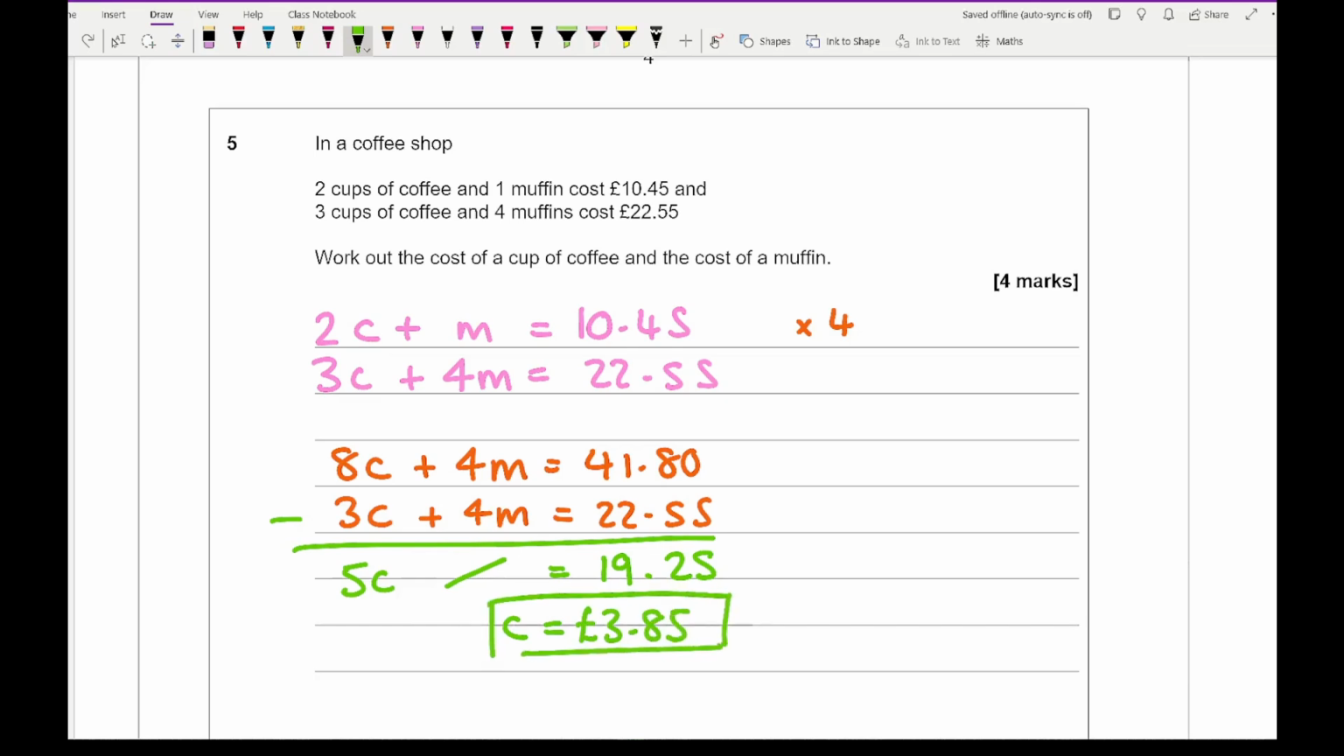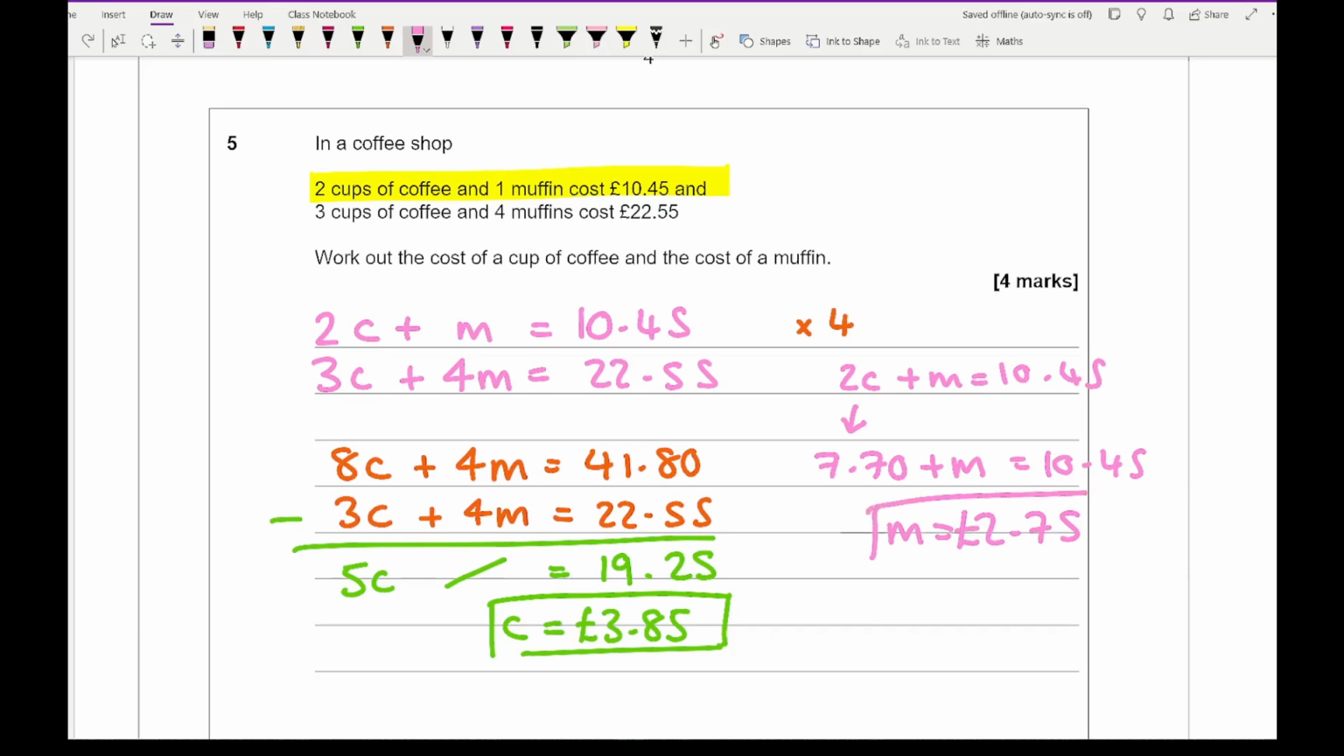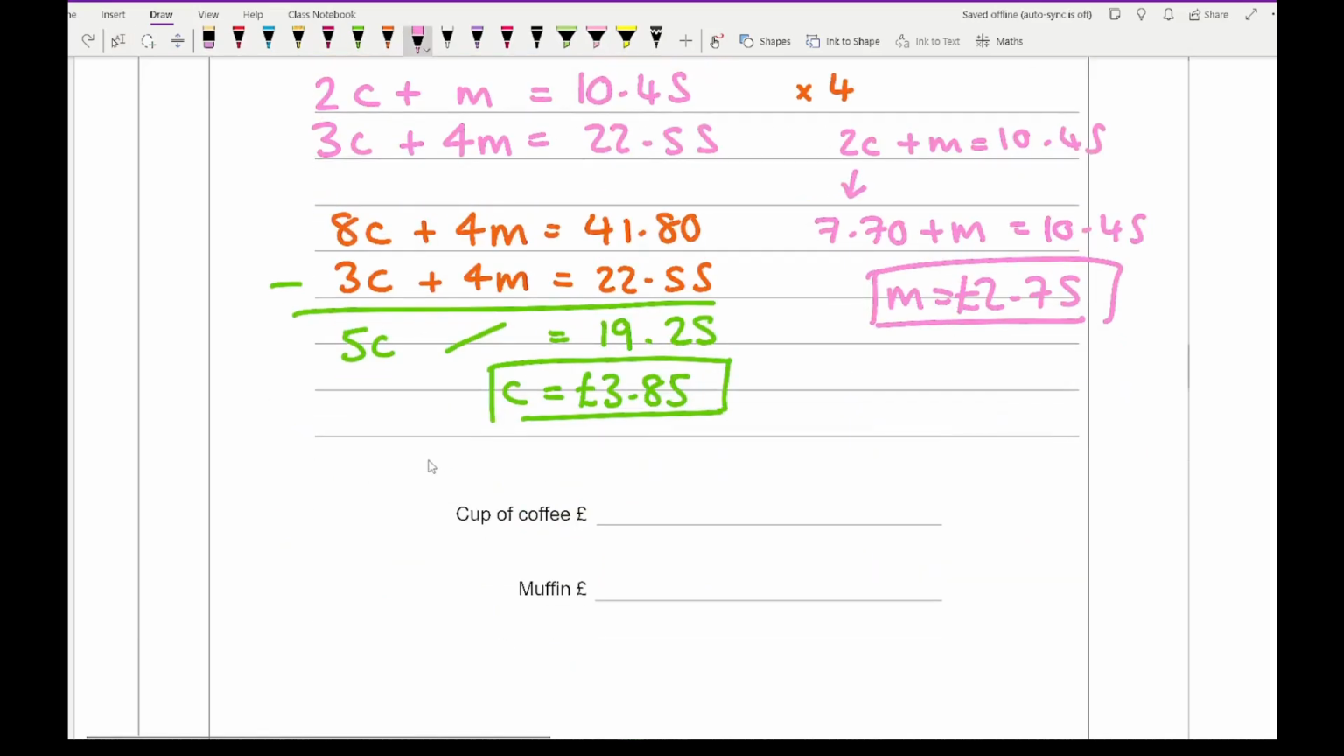So then using one of the orders, I'm going to go for this top one here. So here I've got 2c + m = £10.45. Well, if c is £3.85, then this is going to equal 2 times that, and 2 times £3.85 is £7.70. So then if I take away the £7.70 from £10.45, I get an answer of m = £2.75. So then all that's left for me to do is just write down the answer. So here it's £3.85 and £2.75.